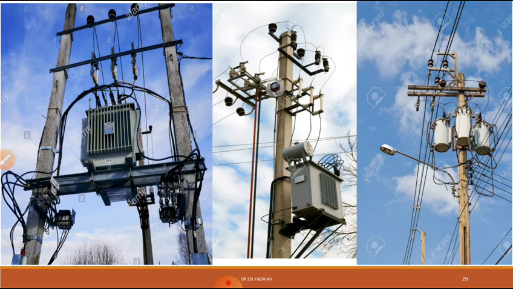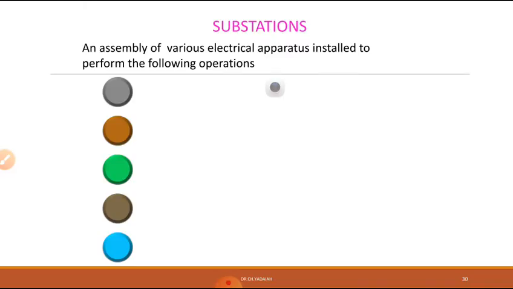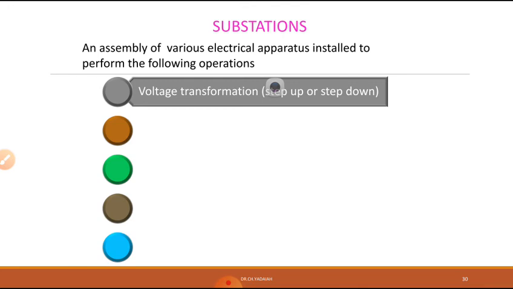Let us see the classification of the substations based on different factors. A substation is an assembly of various electrical operators installed to perform the following operations. What are the operations? First is voltage transformation, that means step up and step down. Step up power transformers are generally used in the generating station, and step down transformers are generally used in the receiving station nearby our streets or villages.